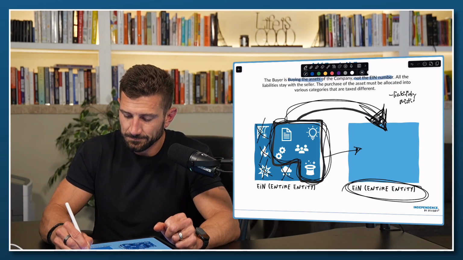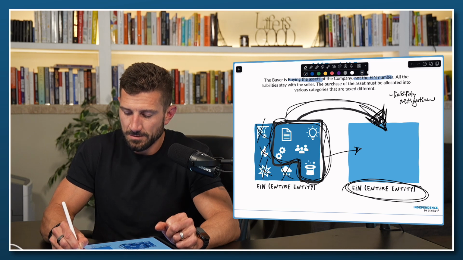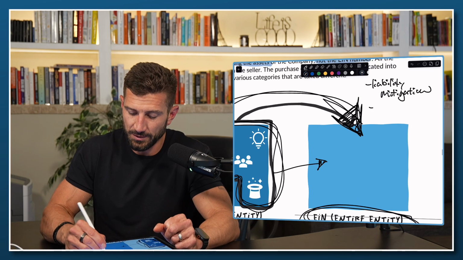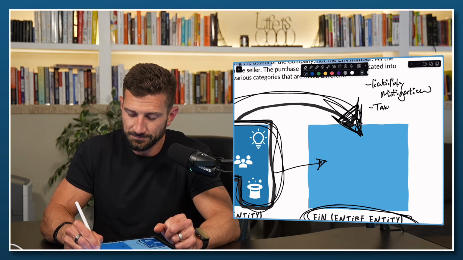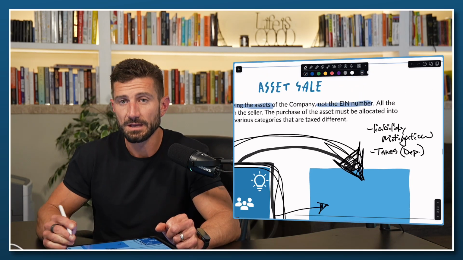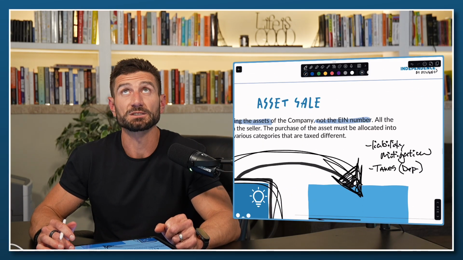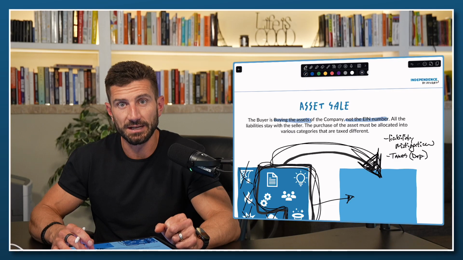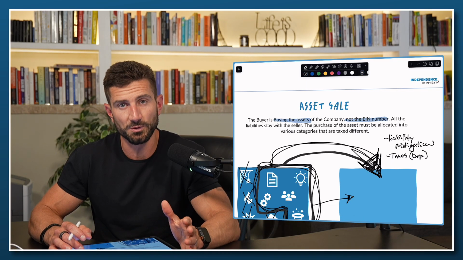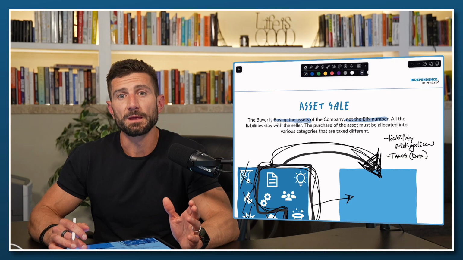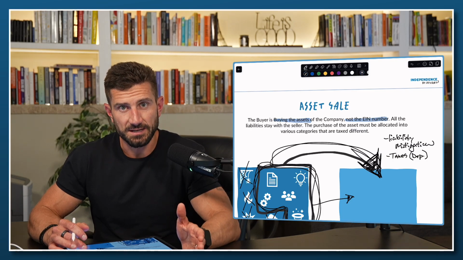mitigation is a huge deal, but the second one, which is very important, is that for tax purposes, they can depreciate an asset sale, an asset purchase. So they can actually put it on their balance sheet and depreciate it. So it's organized into a lot of different categories I'm going to walk through. But a stock sale does not get that benefit.